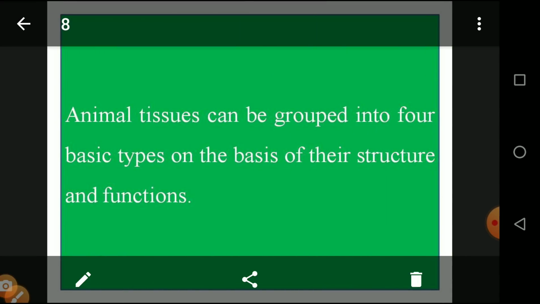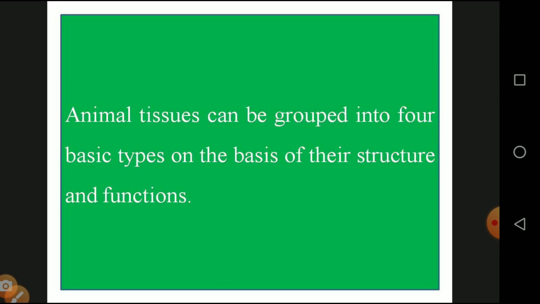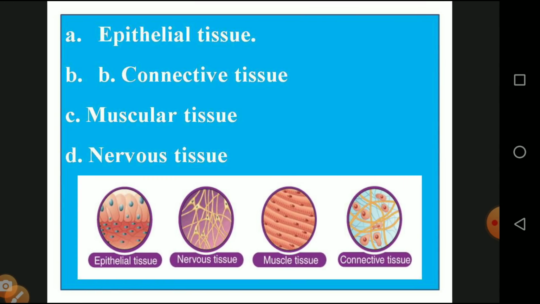So animal tissue can be grouped into four basic types based on structure and function: epithelial tissue, connective tissue, muscular tissue, and nervous tissue. These four tissues are given in the diagrammatic representation. We will study all four different types of tissues.